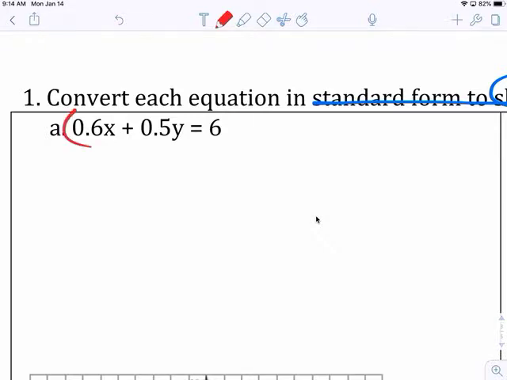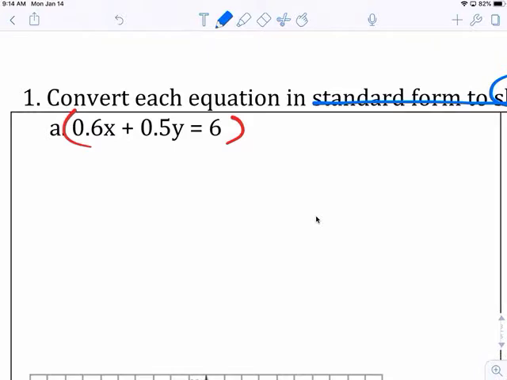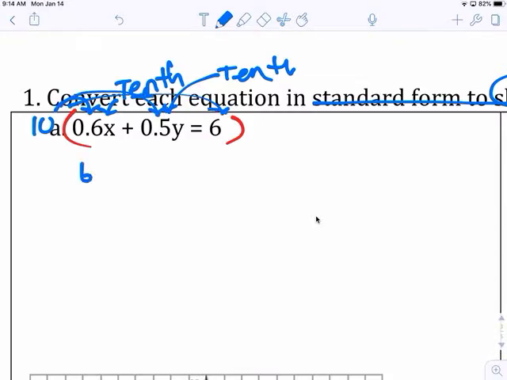So to get rid of the decimal, you have to multiply all of them by 10, because this is in the 10th place. And this is also in the 10th place. And that's in the ones place. So multiply all by 10, 10, 10, and 10. 10, that's 60, 6x, multiply. If you don't know, use a calculator. 10 times 0.5 is 5y, and 10 times 6 is 60.